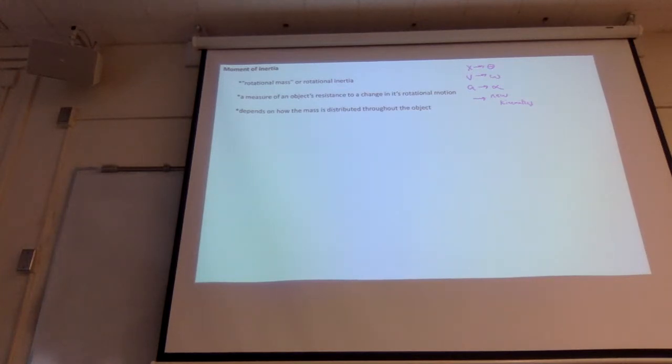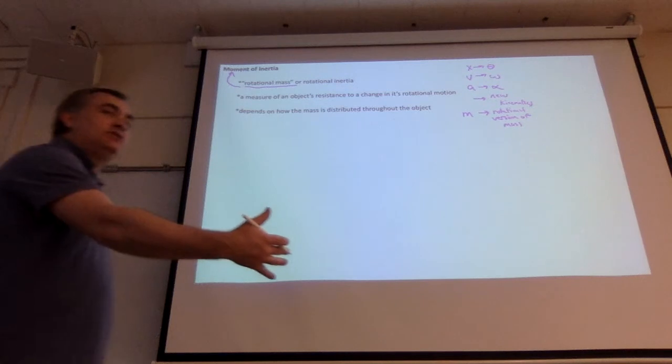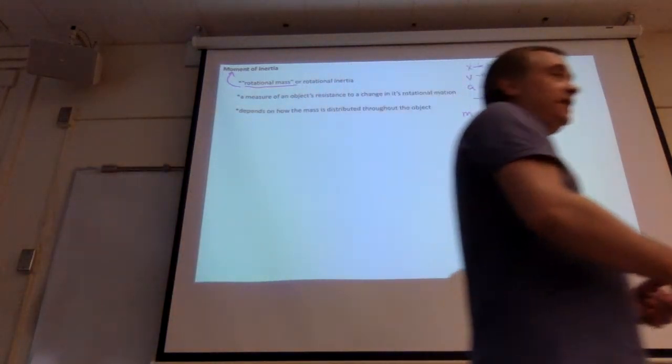Here's what we're going to do next. We're going to take mass and find a new rotational version. It turns out this rotational version of mass, which you see up here, has a name. It's called moment of inertia, which seems to be a bit of a weird name for something. You can think of moment of inertia as an analog to mass, except for things that are rotating.